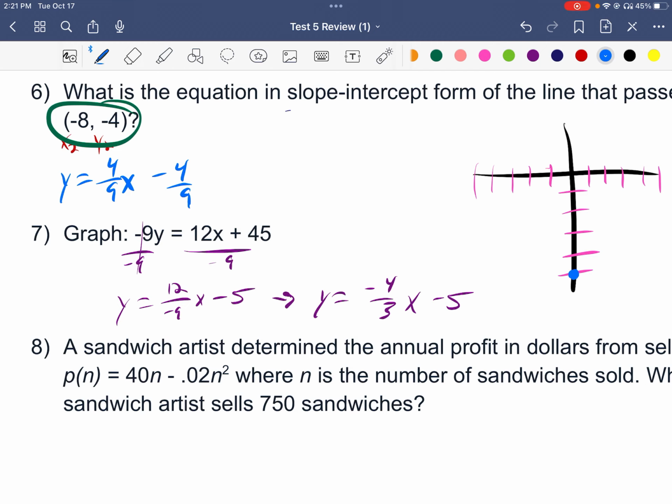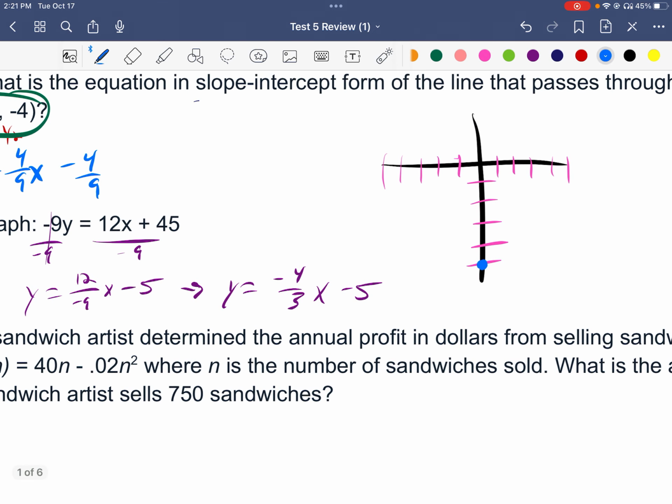The way I have it, I could go down 4 and right 3, but I really don't have enough room on what I've sketched here. So I'm using that slope to create another point. Instead of going down and right, I could go up 4 and left 3. It's the same direction. Connect those dots, and that is how the line would look.